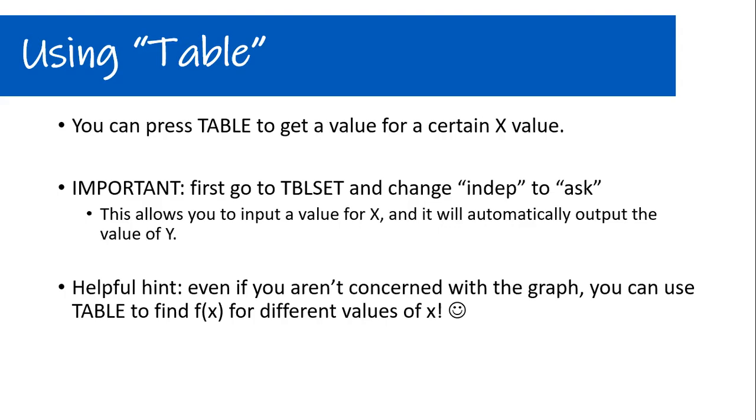You can also use the table button once that function is in. Instead of showing you a graph, it's going to show you a table of X and Y values. Now, if this is the first time using your calculator for something like this, you'll need to go into table settings and change it to ask for your independent variable. Otherwise, it just gives you a bunch of default points that may or may not be helpful. By changing this setting, it allows you to say, okay, when X equals 8, what does Y equal? And it'll output it automatically.